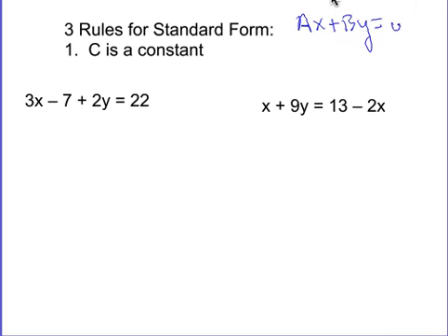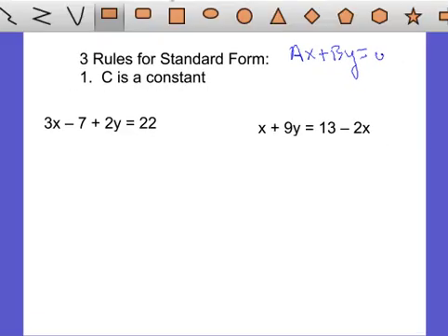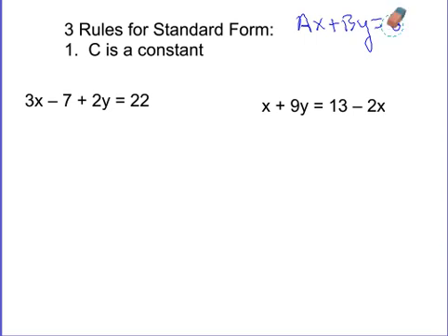equals c. Whatever is in the place where this c is at, it has to be a constant. What is a constant? A number without any variable attached to it, okay? A constant is a number by itself with no variable.